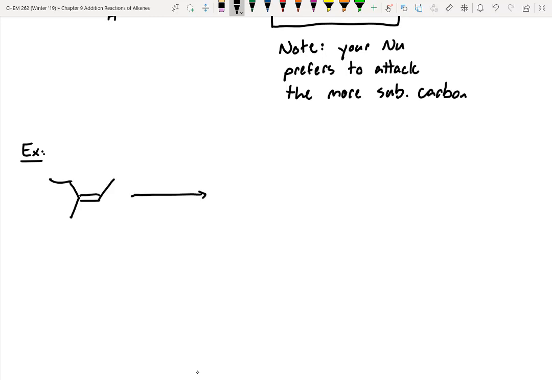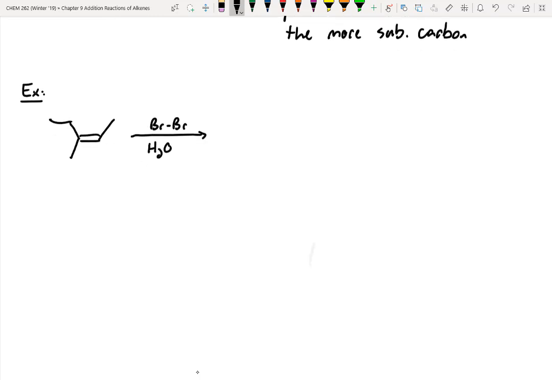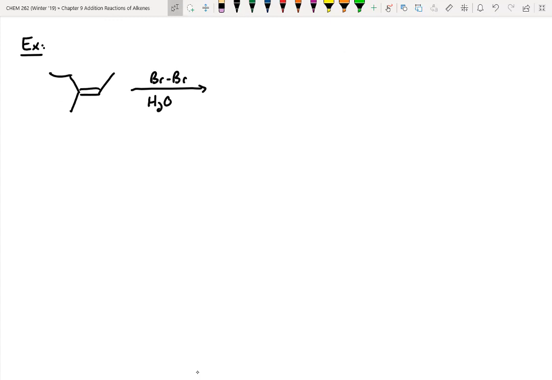Let's consider this reaction, where we have elemental bromine and we've got water, but now we've got a different sort of alkene. In the first step, like we saw before, this pi bond is going to reach out, grab a bromine. Bromine will attack back in. We'll kick off bromide.